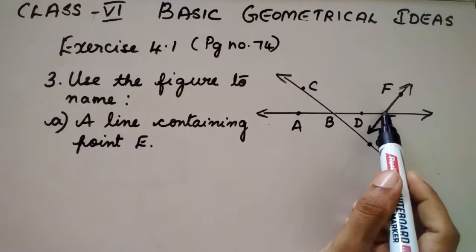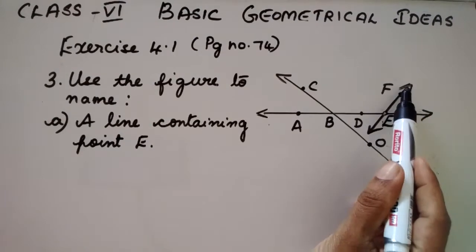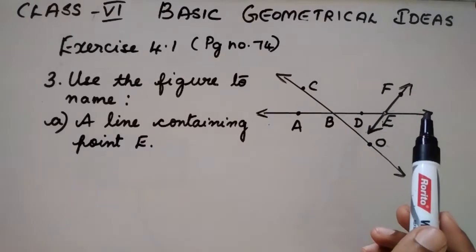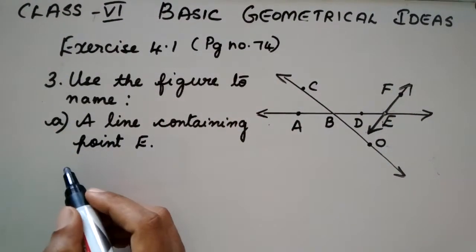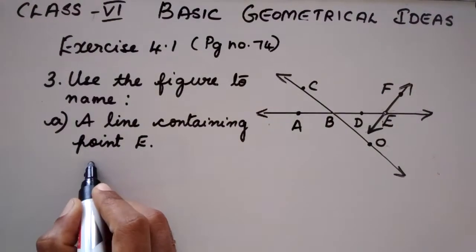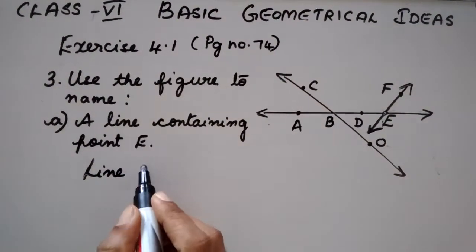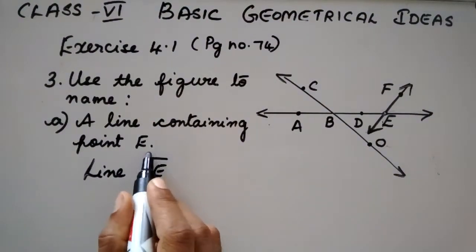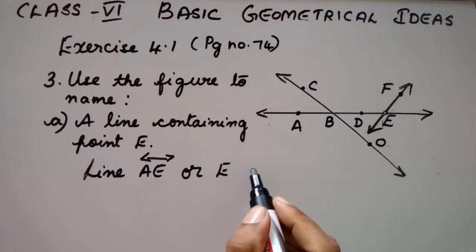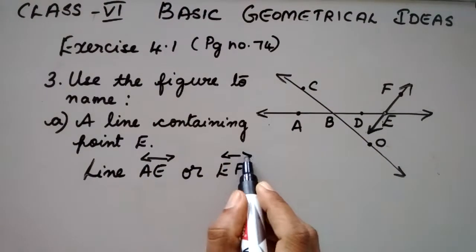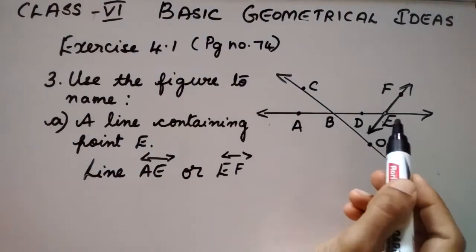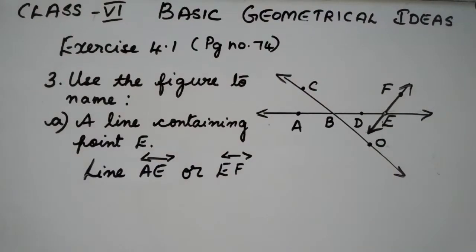Okay, so this line contains point E, as well as this line, that is EF. This line contains point E. So the name in which point E lies is line AE or EF. So the point E lies on both these lines, that is AE and EF.